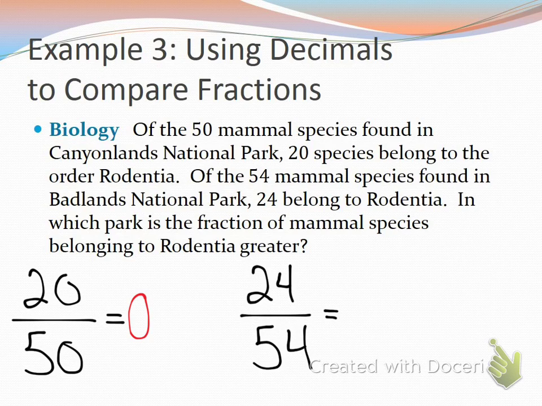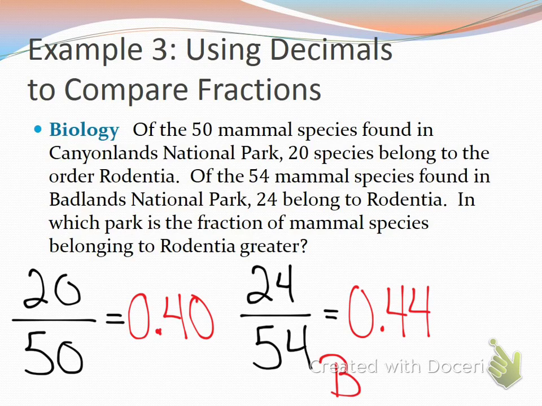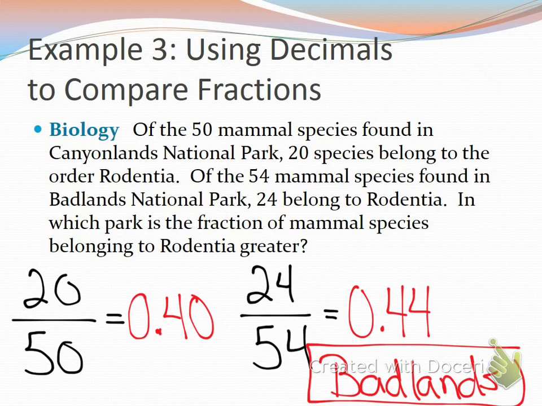Okay, 4/10, very good. And 24 over 54? Okay, 4/10 repeating. So what number is understood after the first 4? A 0. So which one is clearly greater? So which park is that? Badlands. Make sure that you actually answer these questions tonight.